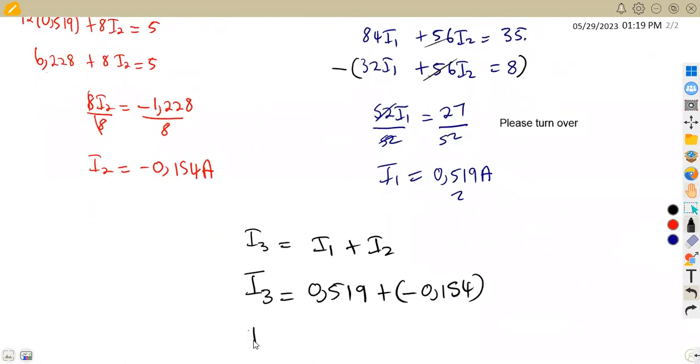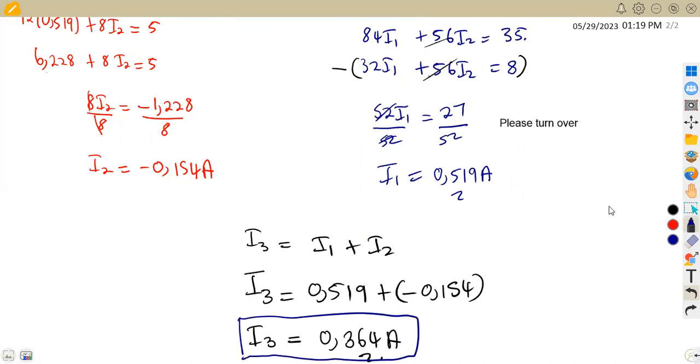If you simplify properly, this is a plus and this is a minus, so you're going to have a positive at the end, and your answer is going to be 0.364 amps. That is the current through R3. That is I3. So this is the final answer that you are supposed to have, in amps. And take note of the units: current is measured in amps.